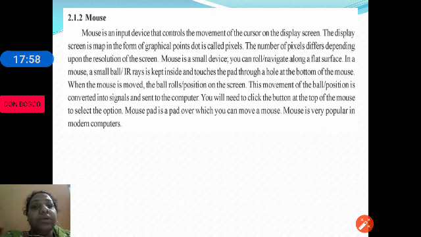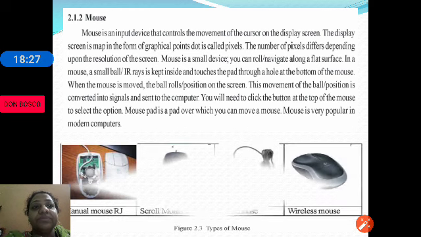Generally the old mouse had a rubber ball, and in today's mouse we have infrared rays kept inside, on the bottom of the mouse. When the mouse is moved, the ball position also moves, and that makes the cursor position move on the screen. So you need to click on the mouse to select some of the options.